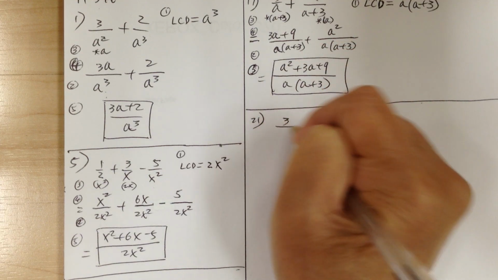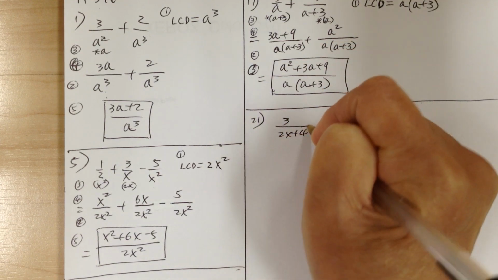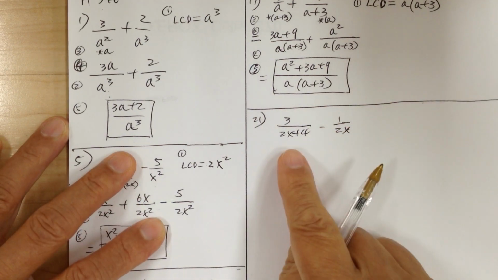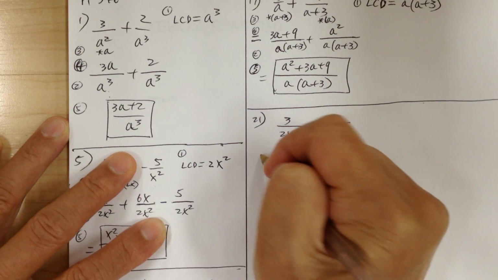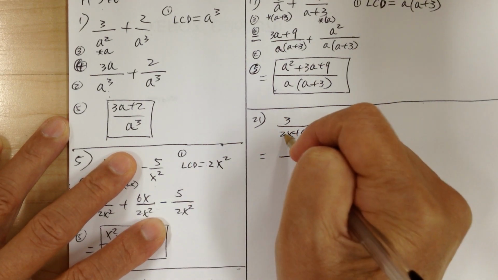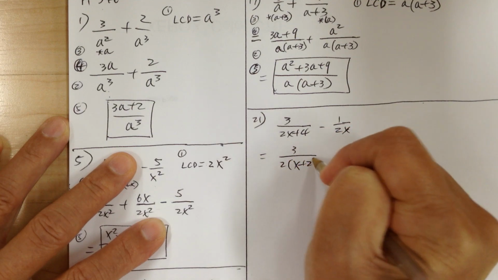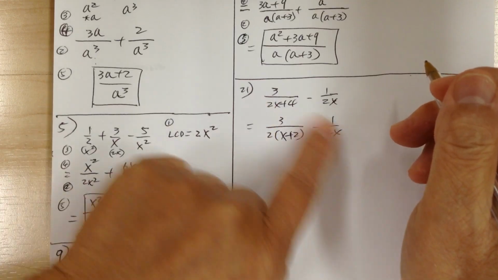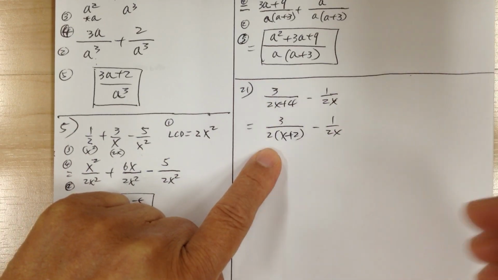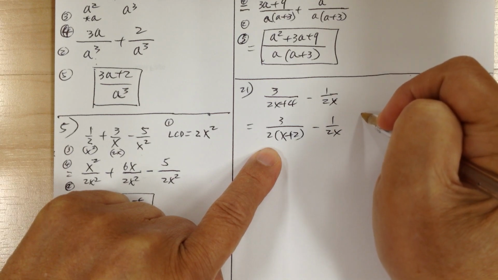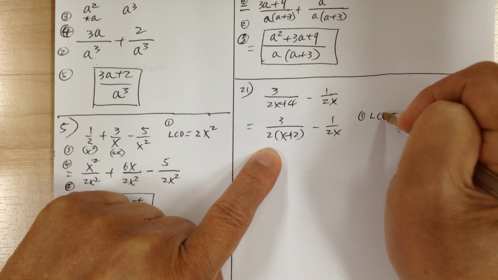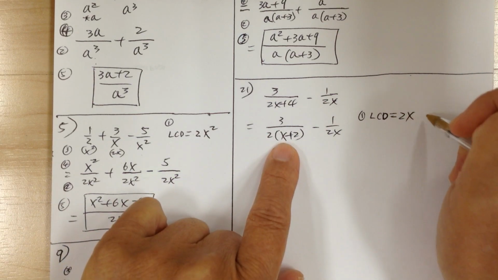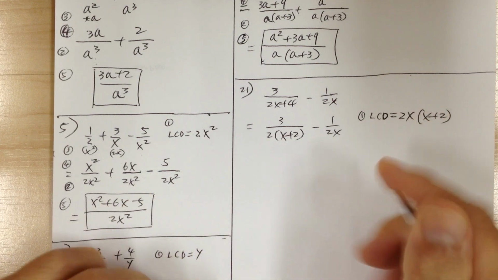You have 3 over 2x plus 4 minus 1 over 2x. So whenever you see addition, subtraction, you have to think about factoring. So you have to factor as much as you can. So this one you have to factor out the 2, so you get x plus 2. So now you're ready to do LCD. Again, make sure everything's factored as much as you can before you even think about LCD. So step 1, your LCD would be, the number is 2, the alphabet is x, and the group is x plus 2. So that's your LCD.